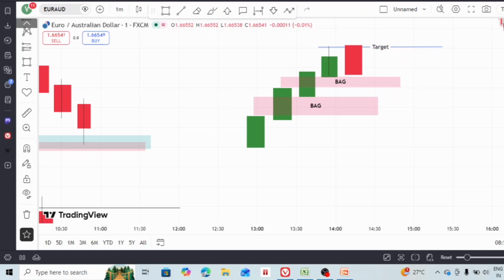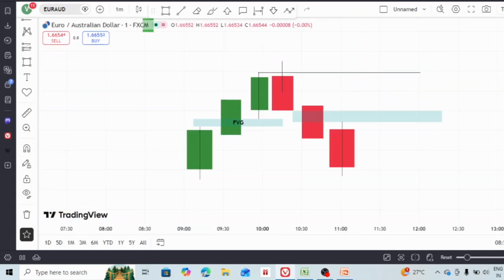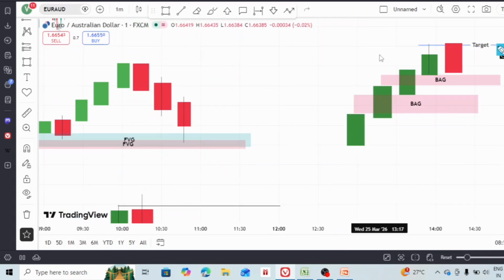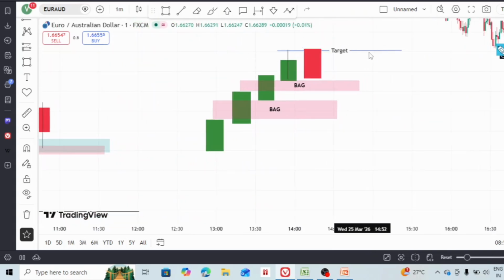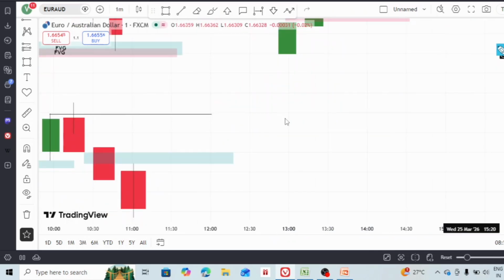We will discuss more about this concept of manipulation in the later classes. We have discussed that this can be the internal target or the external target. We will discuss targets in the later classes, but if the market reaches the target, the first gap will be the manipulation gap. Just keep note of that.